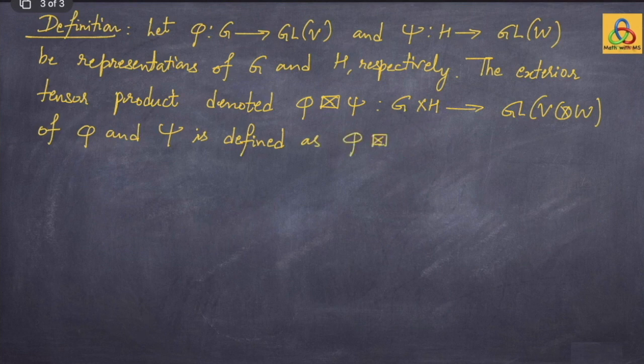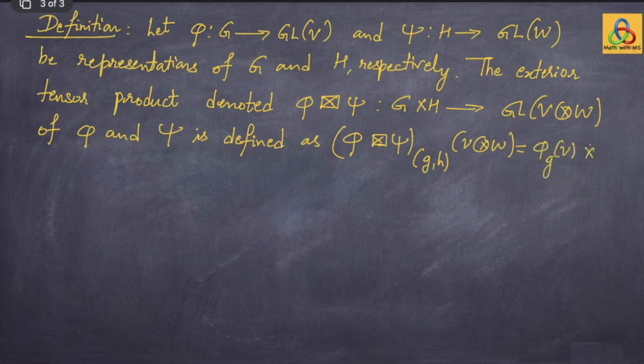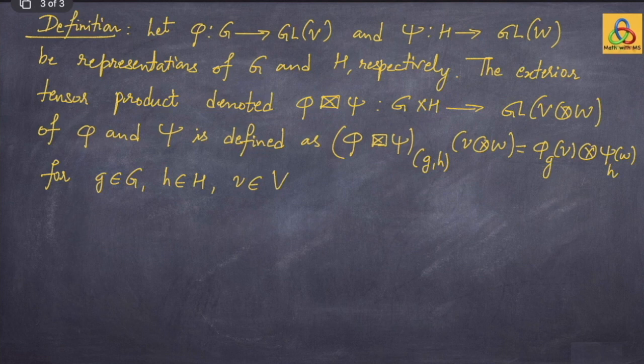phi exterior tensor psi will act on a pair of elements little g comma little h. This will give an invertible linear transformation of V tensor W. So it should now act on generating elements of V tensor W, that is little v tensor little w, and it acts as follows. It is the same as phi sub g of v tensor with psi sub h of w, where little v belongs to capital V, little w belongs to capital W, and g belongs to G and h belongs to H.